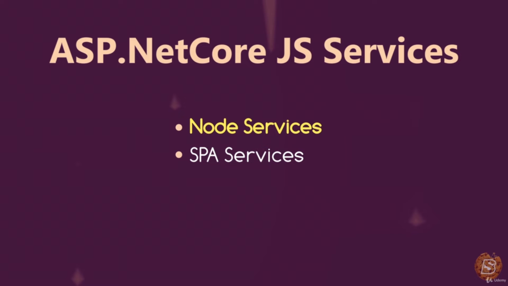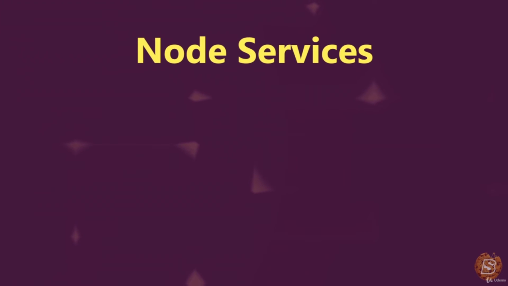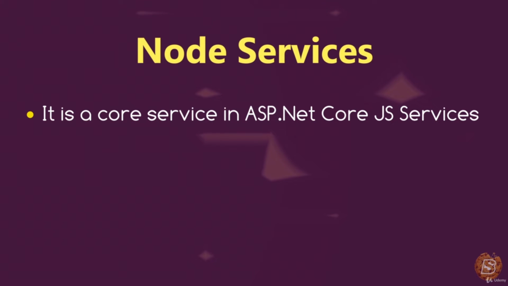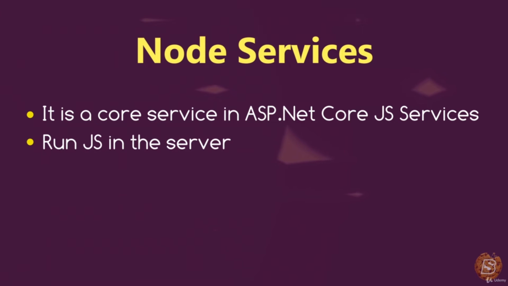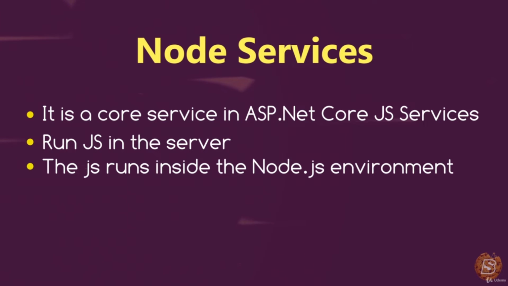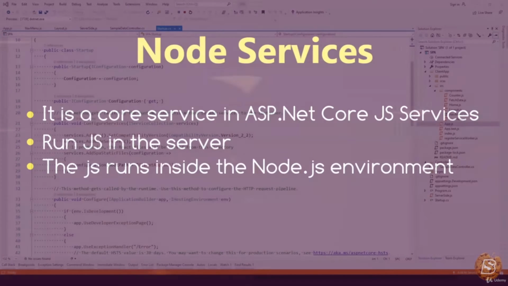As mentioned, Node services are used to run JavaScript on the server side, whereas Spa services are used to create single-page applications. Now, Node services primarily run on the server. So we'll have our controller, where the controller method will be calling a server-side JavaScript file, and it will be performing the operations on the server and then returning the result back to the client. This JavaScript file, which will be executed on the server, will actually run inside the Node.js environment, and this is something which we will be exploring now.